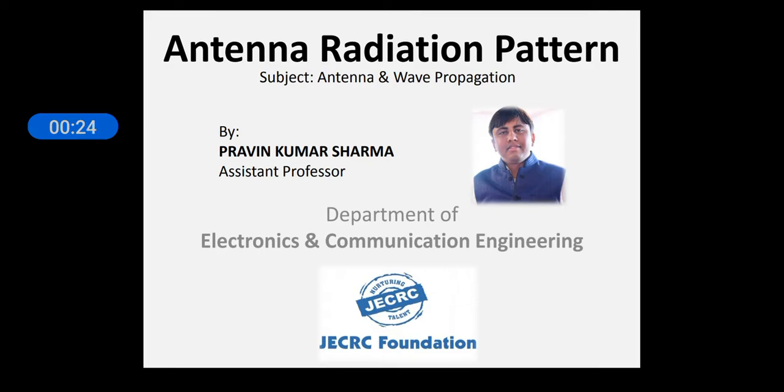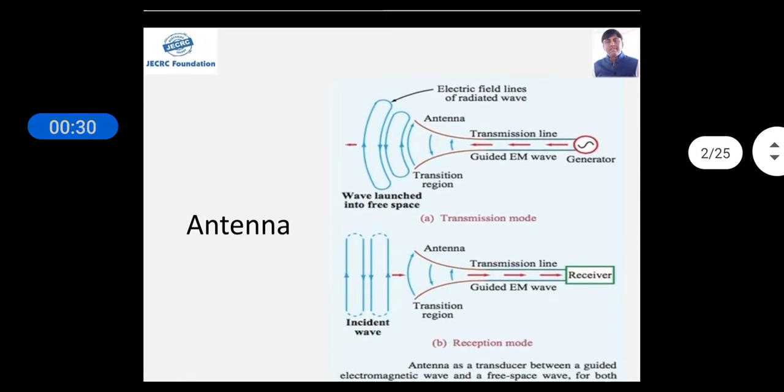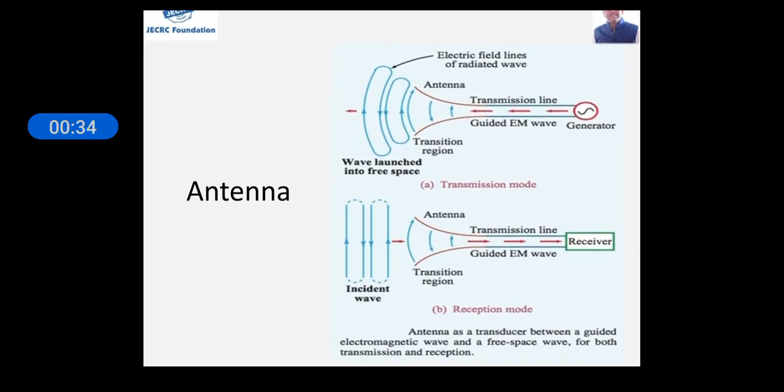Today I am going to discuss antenna radiation pattern, which is a topic of the subject antenna and wave propagation. So first, what is an antenna? An antenna is a device which is used to transmit or receive any electromagnetic signal which contains any information. You can say it is a transducer which converts the electromagnetic wave into an electronic signal which carries any information.